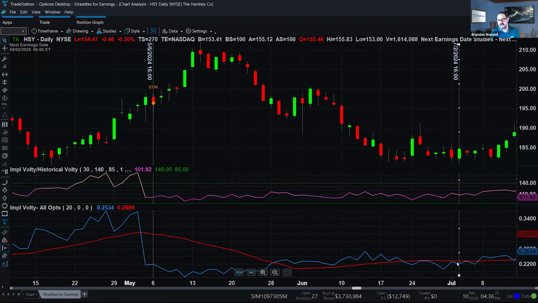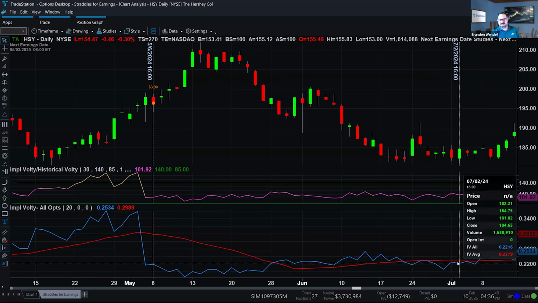And definitely below the average. So overall, it's low and below that red line of the average. So that's pretty good. So what am I looking for in this time? Well, if I'm putting on this position, we know what the current implied volatility is, in this case about 22.